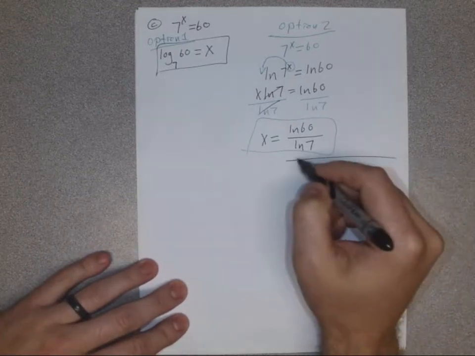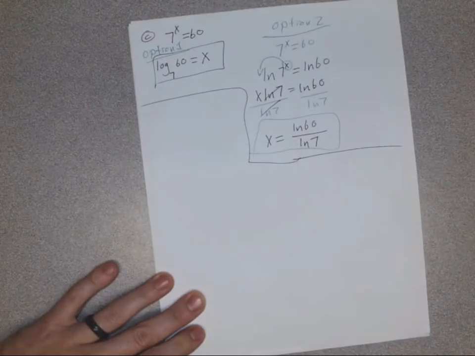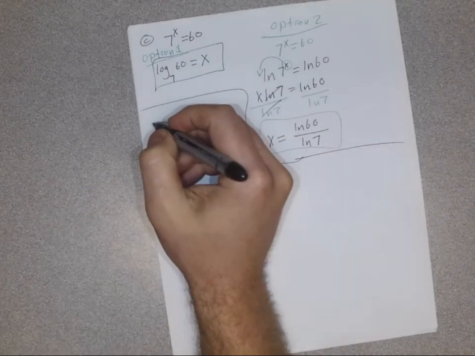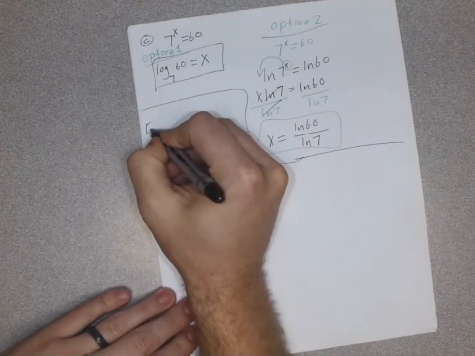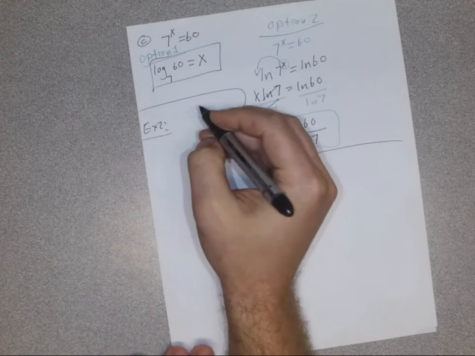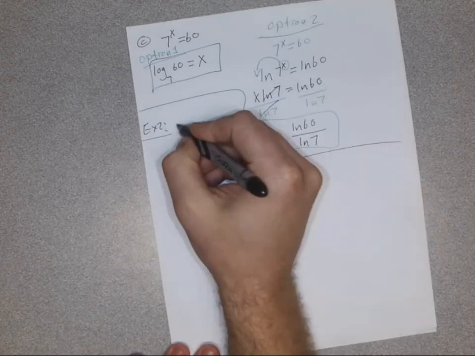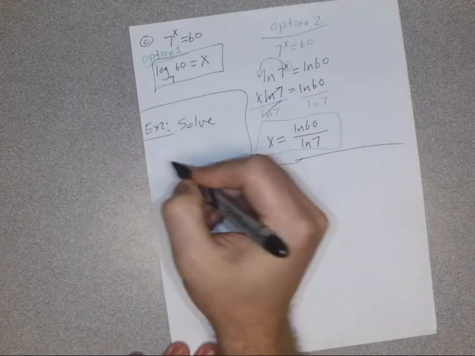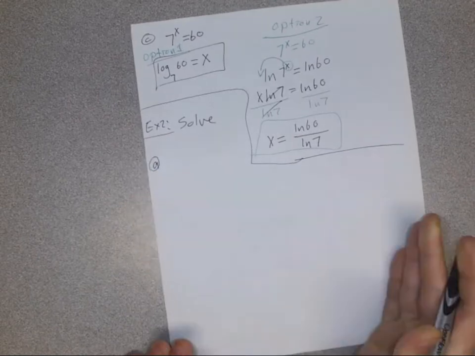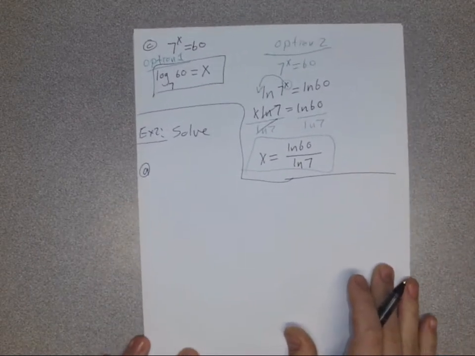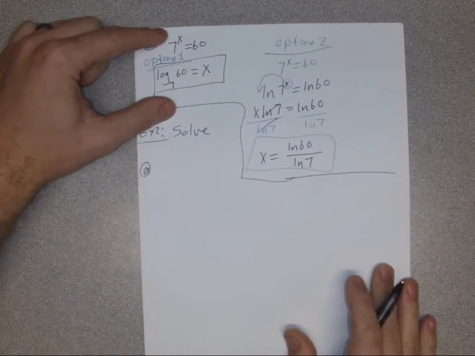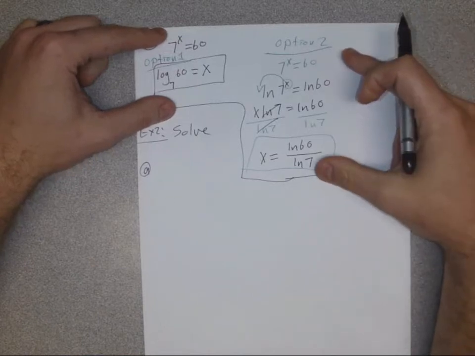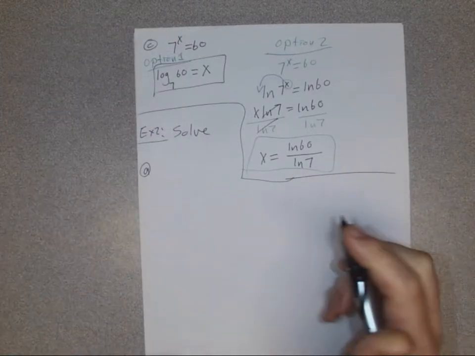Okay, continuing where we left off, let's call this example 2. And again, it's going to be the same. We're going to solve. I'm going to do a part A and part B here next to each other. I'm going to work part A like I did over here, and I'm going to work part B like I did over here. All right, but they're going to be different problems.